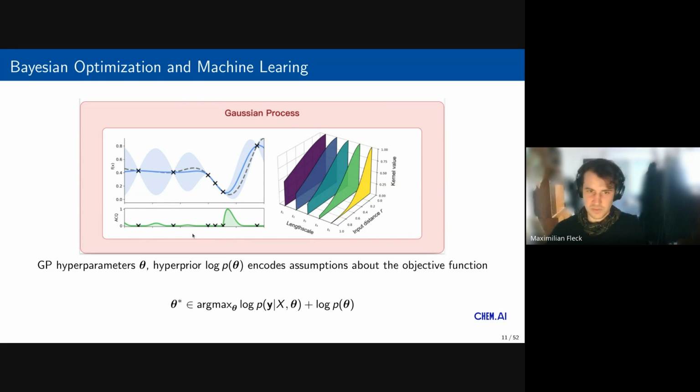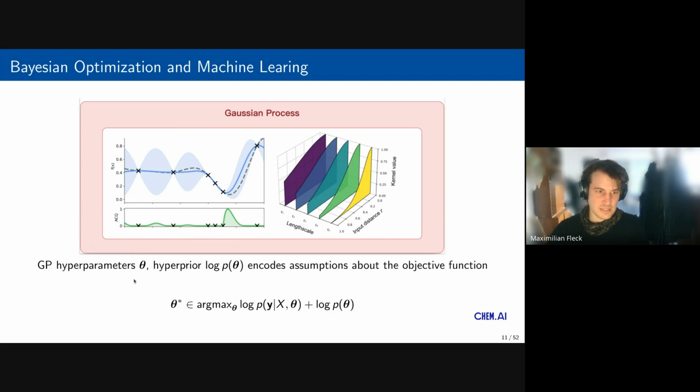We also won't debate this in detail in this talk, but we have other hyperparameters, and those are the hyperparameters of the Gaussian process, or more precisely of the kernel. Those also need to be set, basically.